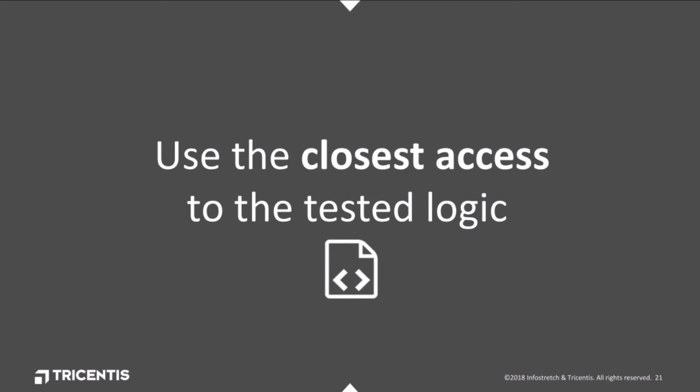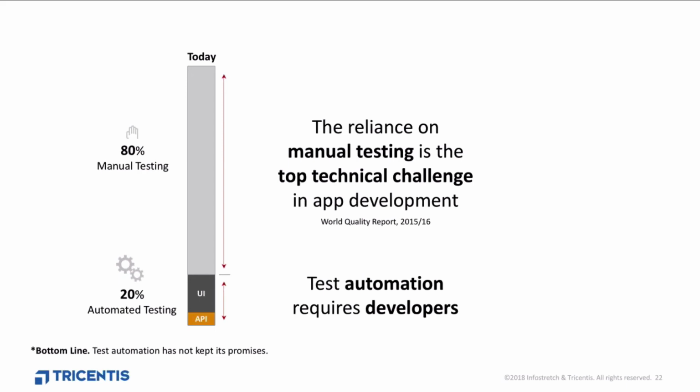We have talked about designing our tests to reduce redundancies and focus on business risk, and we have presented the possibility to shift left testing via Tricentis orchestrated service virtualization. One last thing I'd like to propose for successfully flipping the test pyramid is to use the closest access to the tested logic. So what do I mean with that?